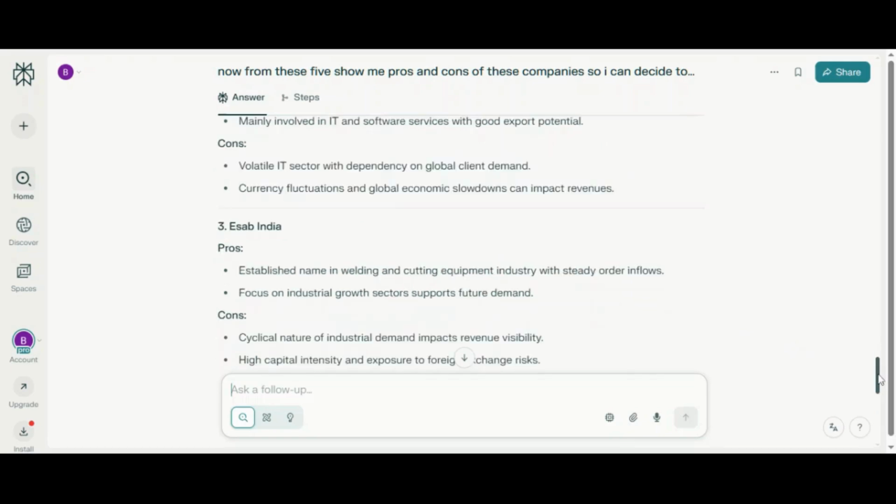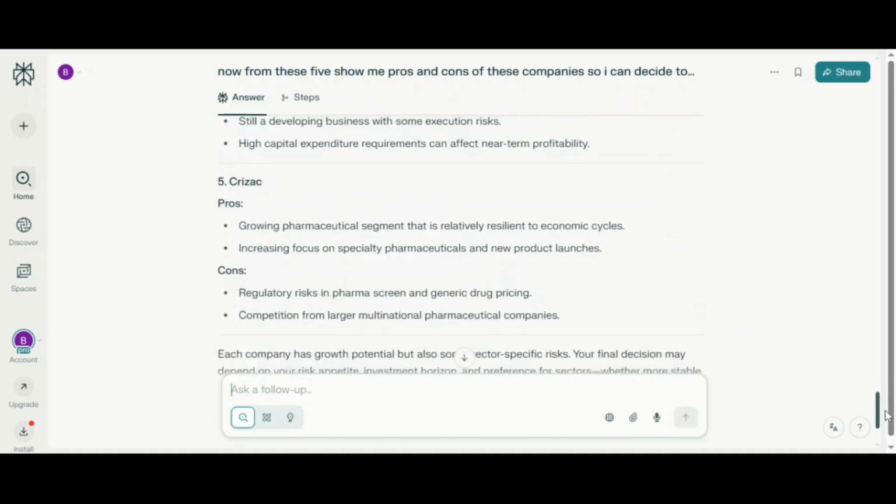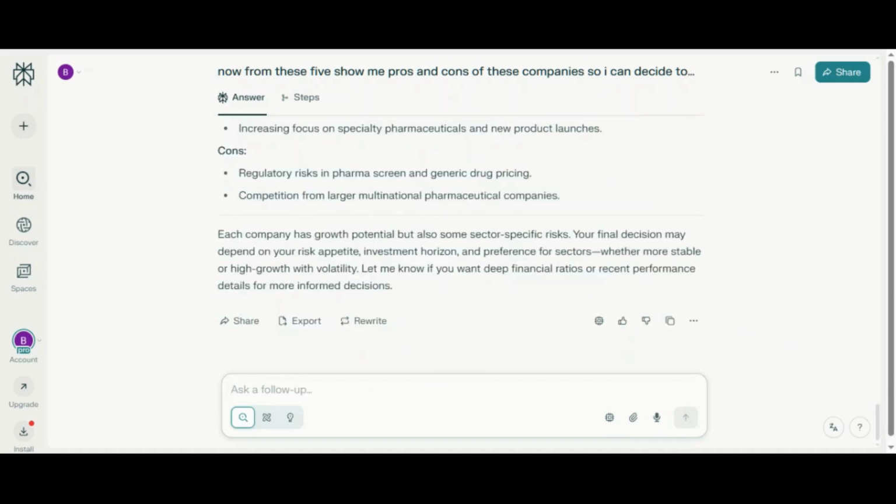So I'm not reading each and everything. You can check it on your own. Now for these five we have pros and cons. According to you, which cons are less harmful and which pros are more beneficial? Ignore my spelling.